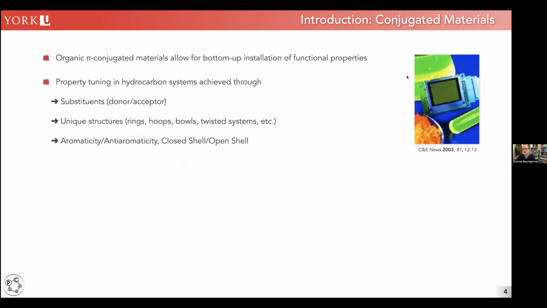Ultimately, we're now working in an area that involves conjugated materials, and these are very popular materials because you can use chemical synthesis almost in a Lego-based approach to assemble things and install functional properties. You can do that by simply modifying substituents, or you can come up with some very unique structures that quite a few people in the world are now working on, making big systems. You take a planar pi system, you put it on the side and bend it around and make a hoop, or you bend it somewhat and make a bowl, or twist the system.